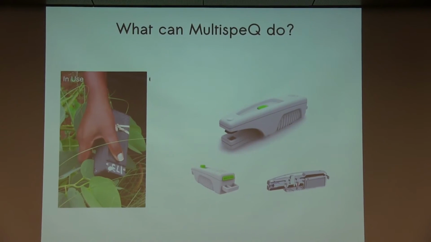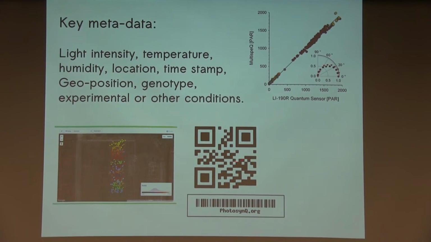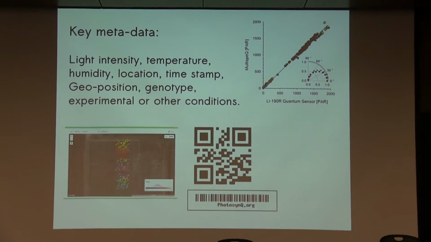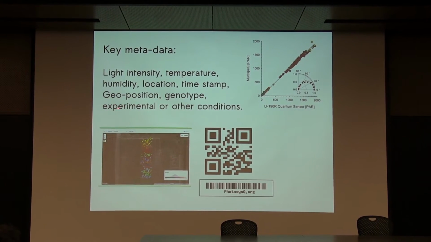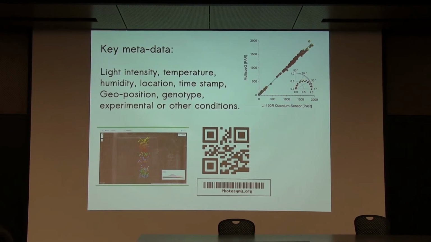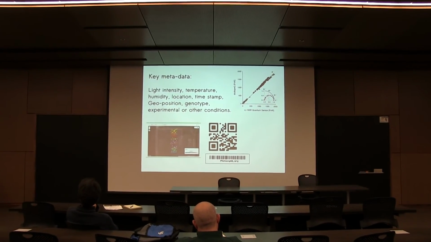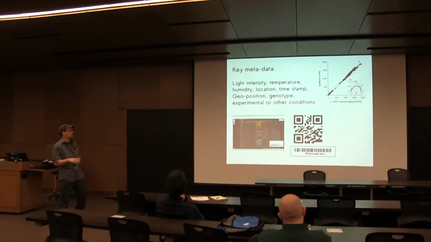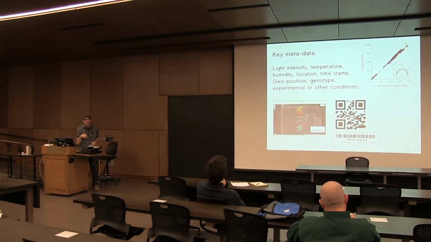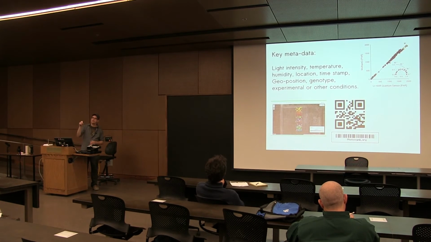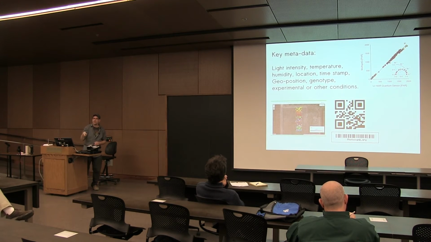What do they do? Okay, first of all, you can collect key metadata. Light intensity, temperature, humidity, location, timestamp, geoposition, genotype by means of inputting survey questions or reading barcodes. I want to also say that anytime you make a measurement, we're validating it against the state-of-the-art instrument that you can buy commercially. So we know that they're what we say they are.